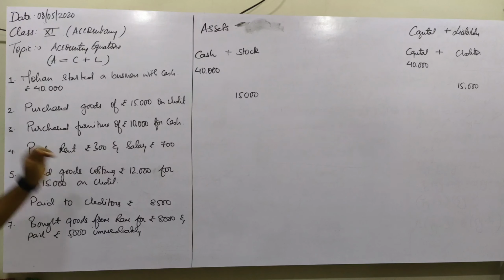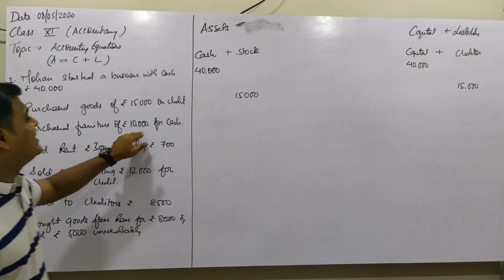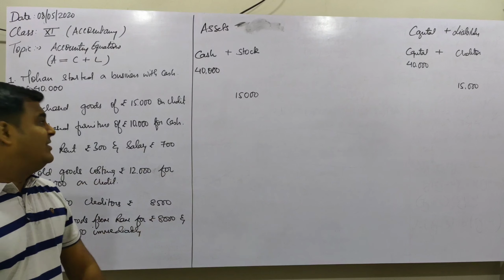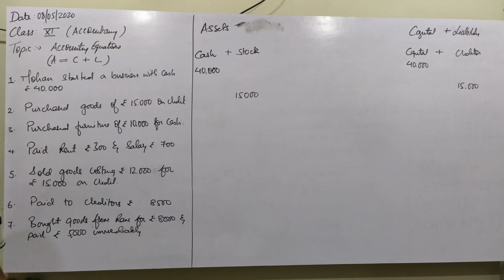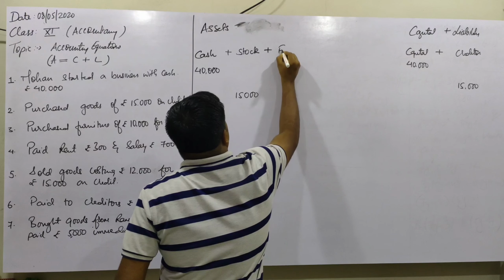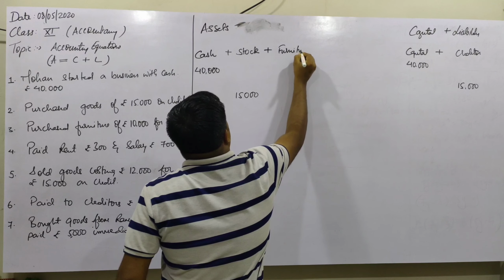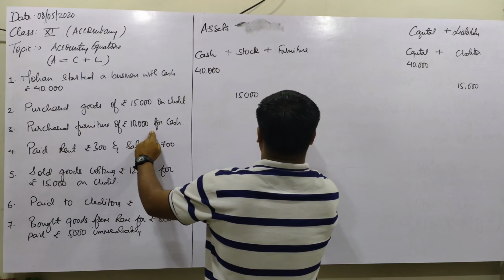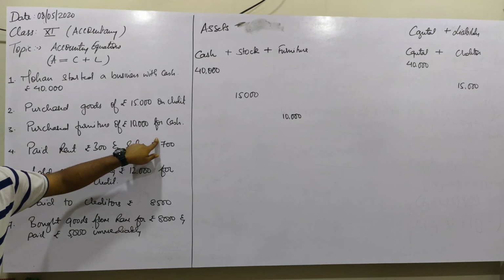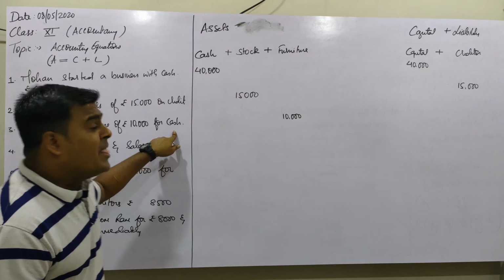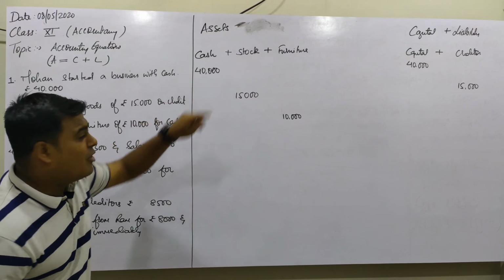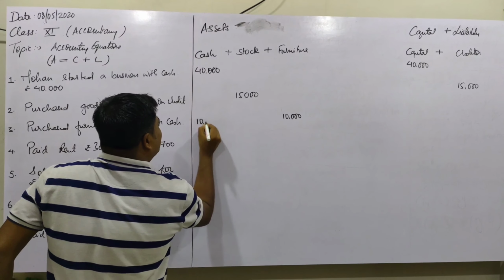Now let us see third transaction, that is purchase furniture of rupees 10,000 for cash. Okay, so let us see how it affects our asset side. Furniture comes in the business, that is furniture is an asset, so it will increase our assets. Furniture amounted to rupees 10,000. Now remember, it doesn't create a liability as it is not purchased on credit, it is purchased for cash. So cash goes out, so I will deduct from cash, that is 10,000.